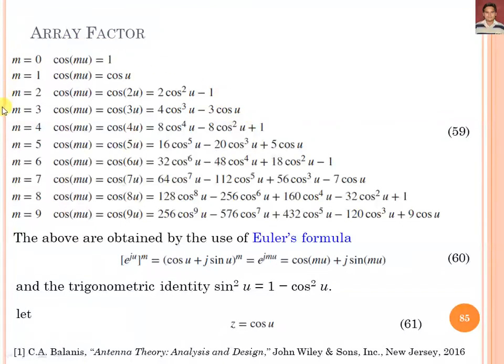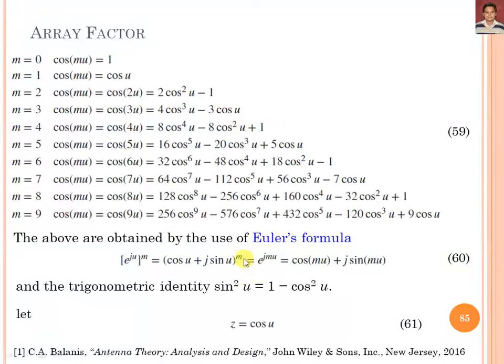So for m equal to 0 to 9, the array factor calculation can be done by using these trigonometric identities. So here we are taking m equal to 9, then the equation becomes in this form. The equation 59 is very important for solving problems based on the Dolph Chebyshev array.